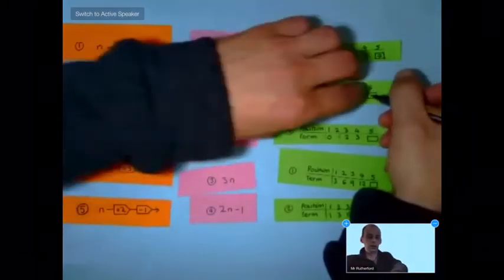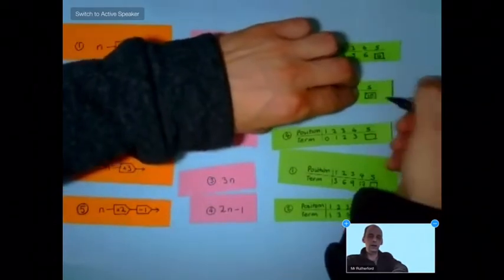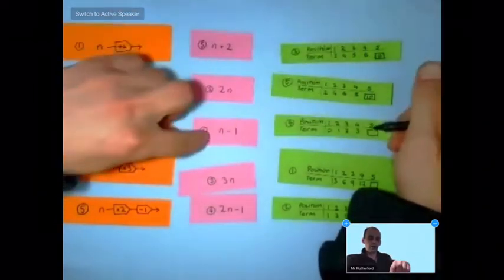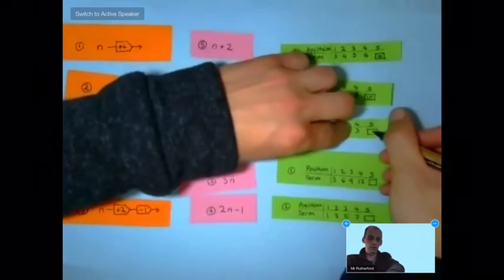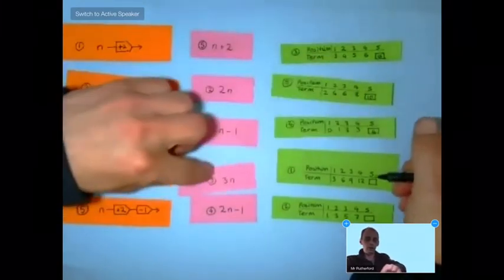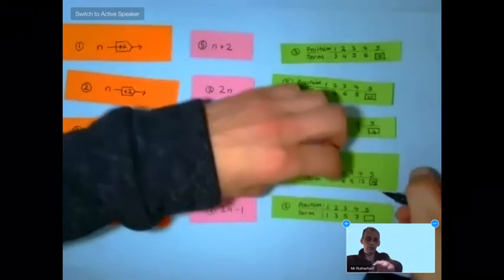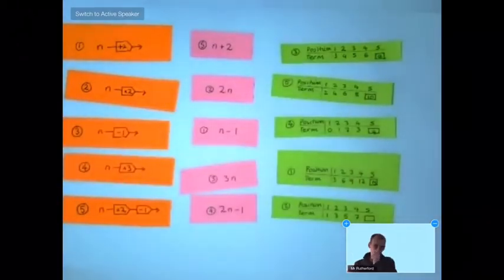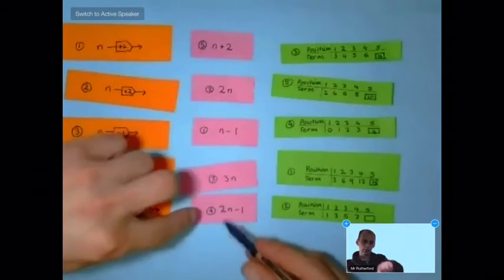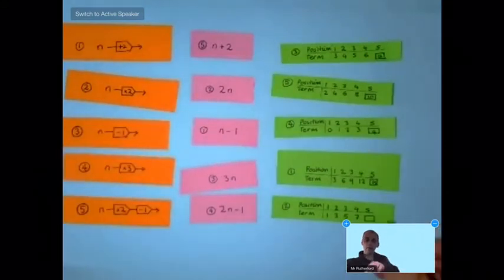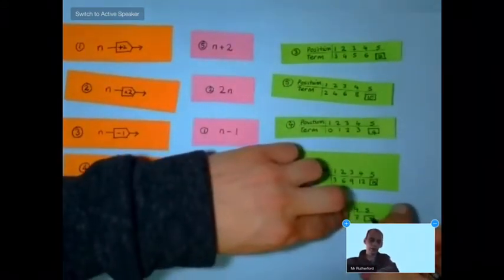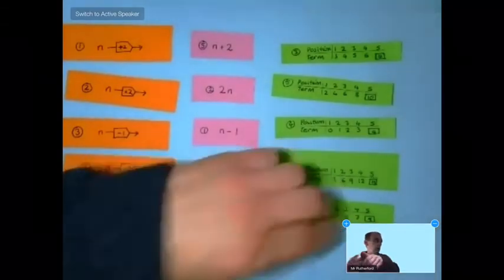2 times 5 is 10. 5 take away 1 for the next one is 4. 3 times 5 is 15 for the second to last one. And on the last one, 2 times 5 is 10, take away 1 is 9, and that continues that sequence nicely.